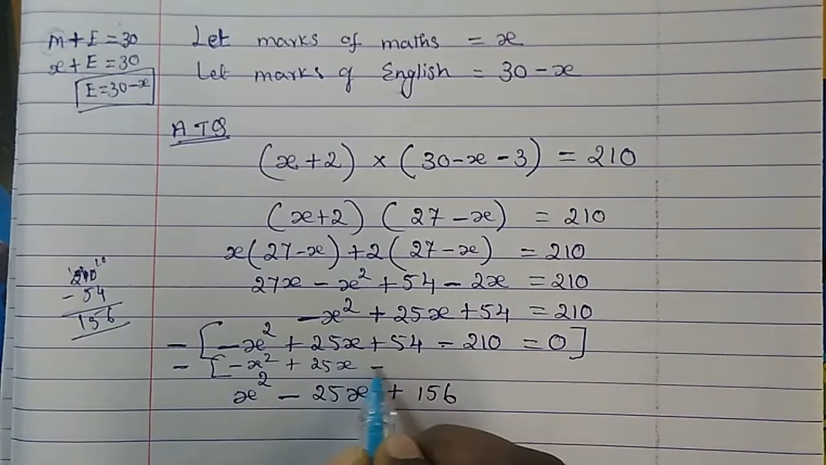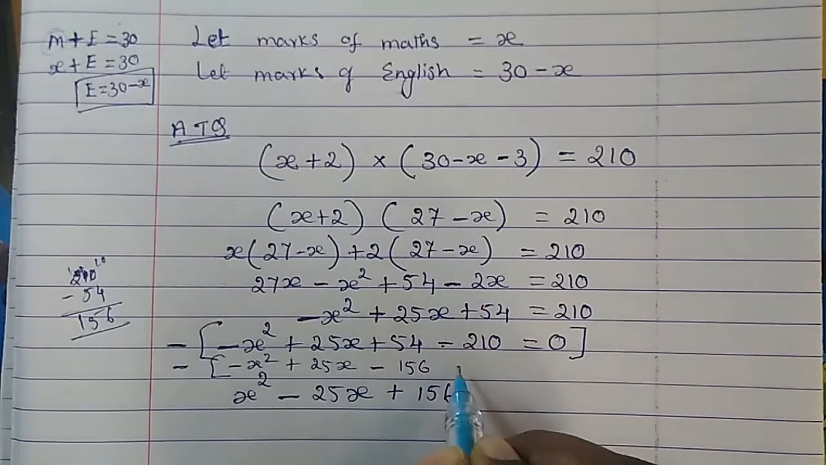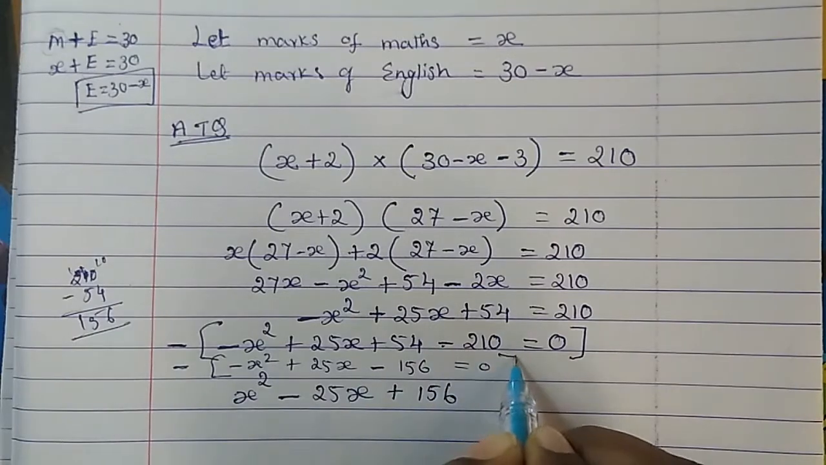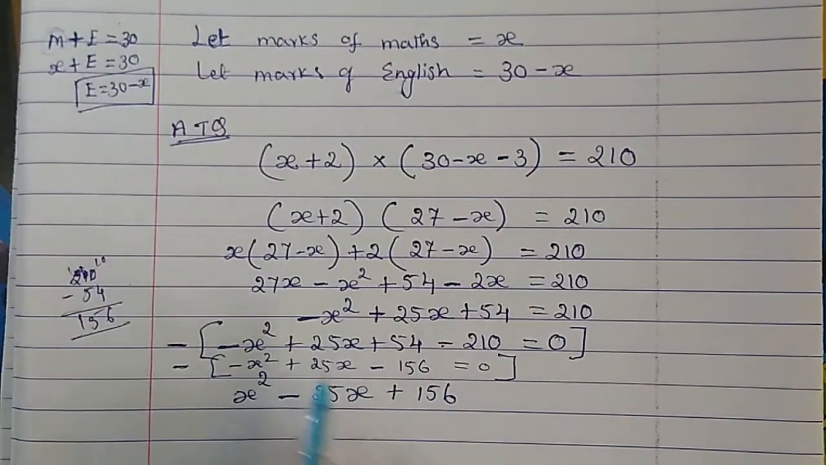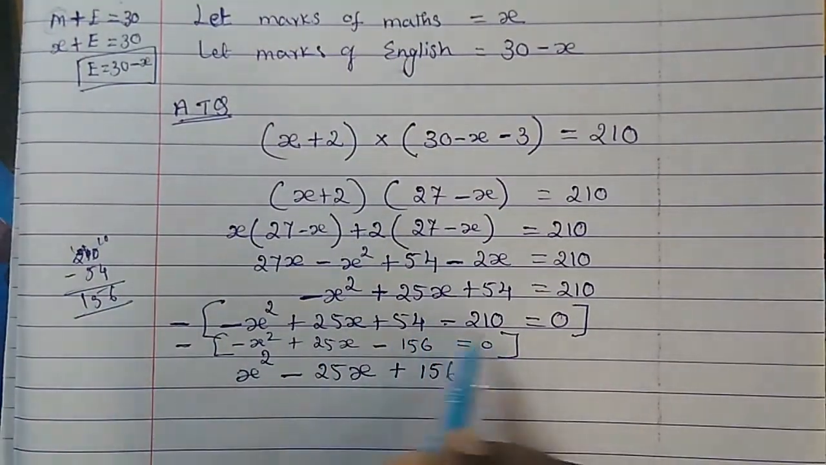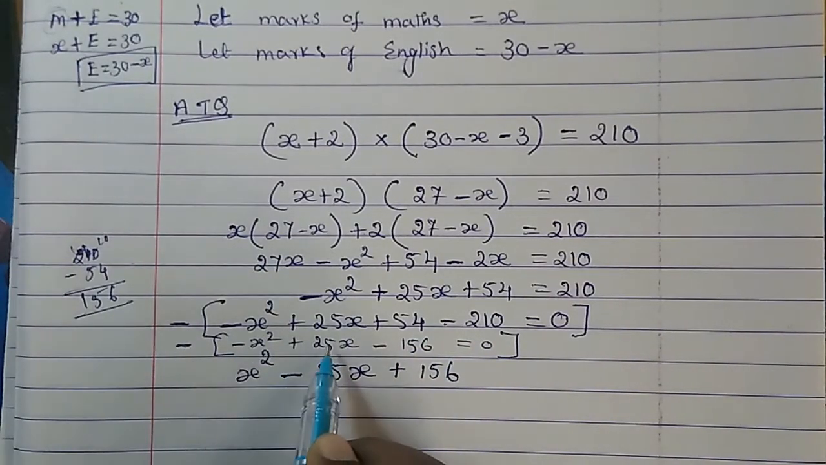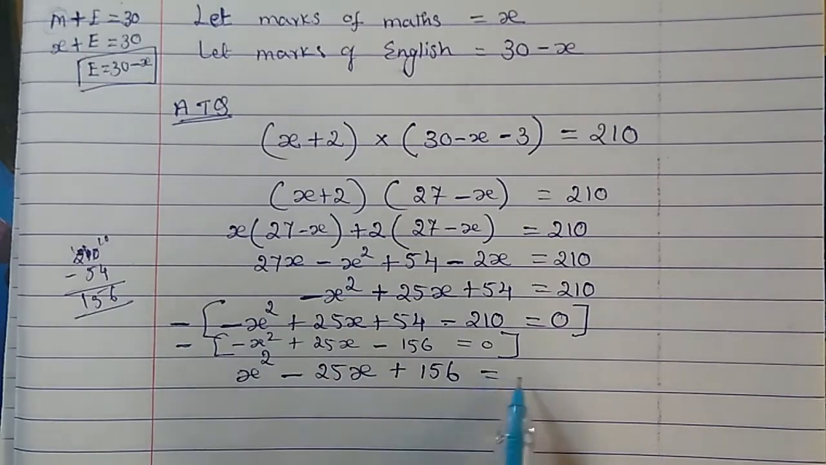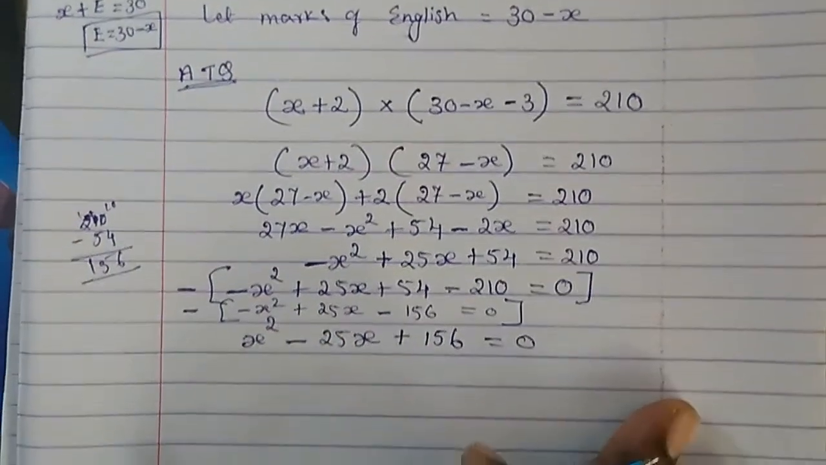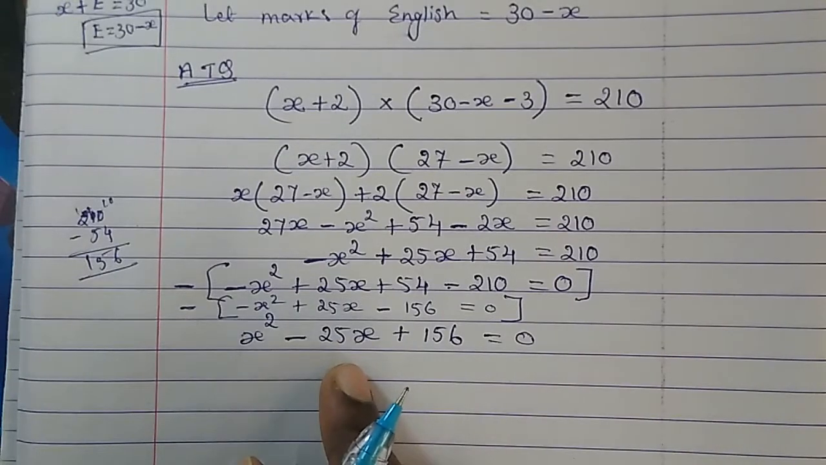This will become minus 156 equal to 0. Okay, so now is it clear? This we have solved it, 156. Now with minus, when you multiply, this will become plus, this becomes minus, minus into minus becomes plus, 156 equal to 0. It's clear now? Okay, now we got the proper quadratic equation.